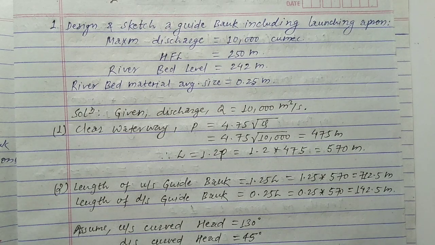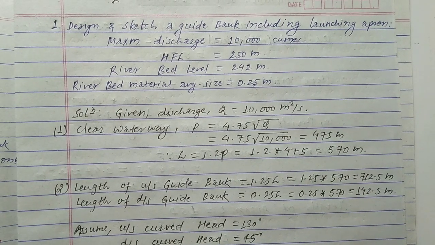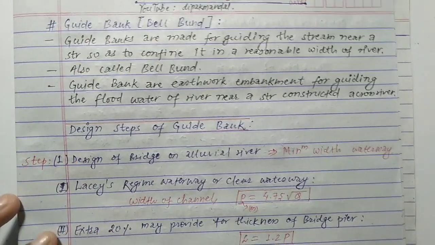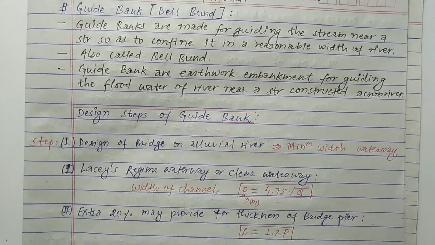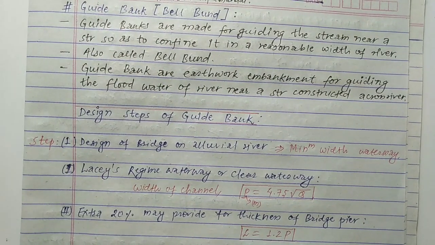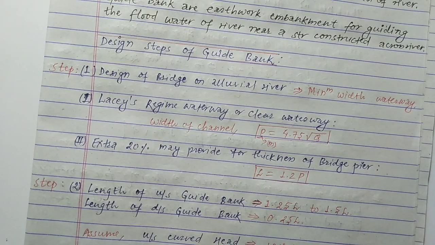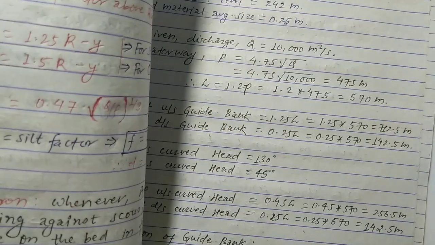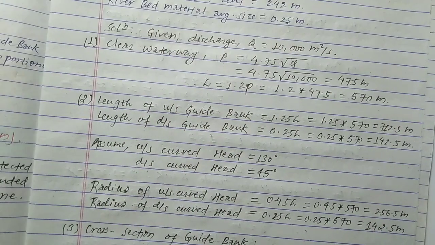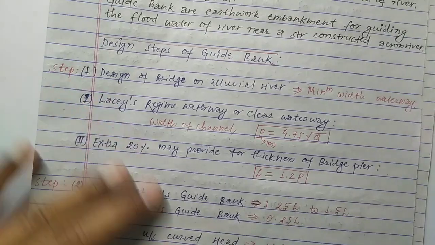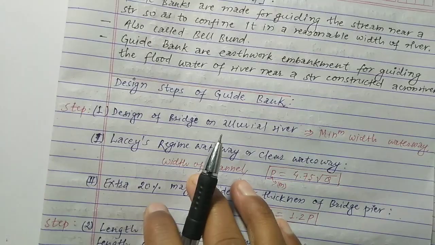Before solving this numerical, let's see the different design steps that we should follow during the designing of guide bank or bell bond. Basically we have to follow 4 different steps for the design of guide bank. So let's see first what is guide bank.